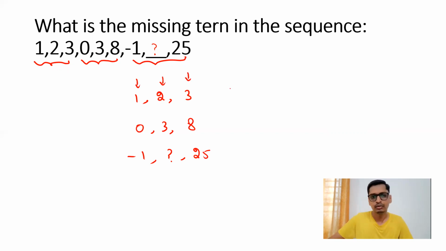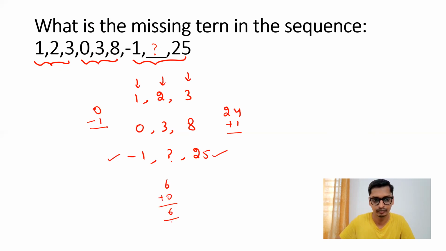So there might be a relationship between these columns, right? Okay, now 3 into 8 I get 24. So 24 plus 1 I get 25, right? Similarly 1 into 0, it's 0. 0 minus 1 I get minus 1, right? So it is minus 1, it is plus 1. So in between you have to get a 0, right? So 2 into 3 you get 6. 6 plus 0 you get 6 only, right?